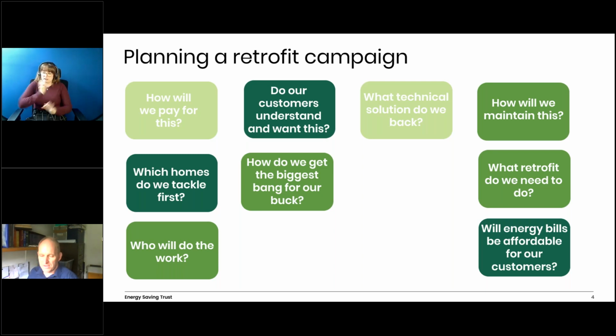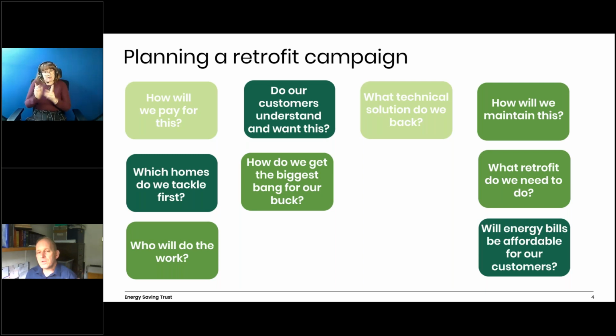Now, I've sat in social housing looking at decarbonising stock for the portfolio I looked after for a number of years, and these are the kind of questions I was asking myself. Top dead centre always was, how are we going to pay for this? Then there's a really important one: are our customers on the journey with us? Do they understand what we're asking? Do they understand what this means for them? Or do they want retrofit, really? Can we get them on that journey with us?